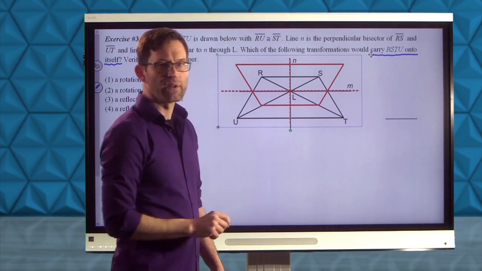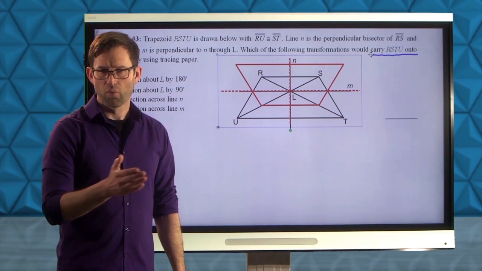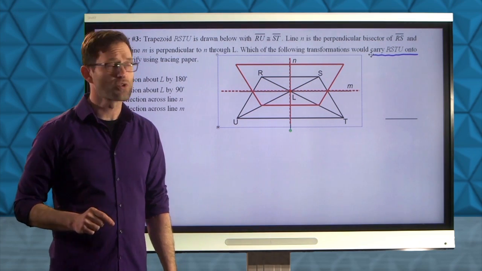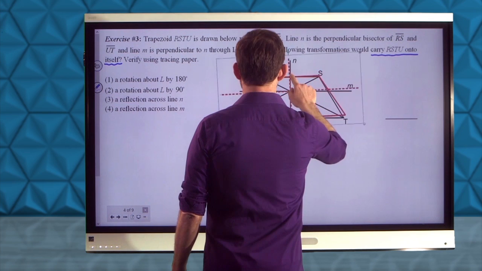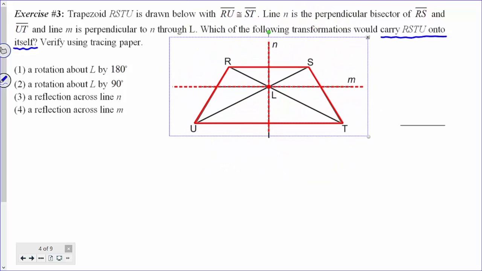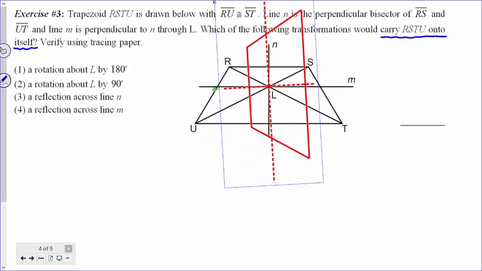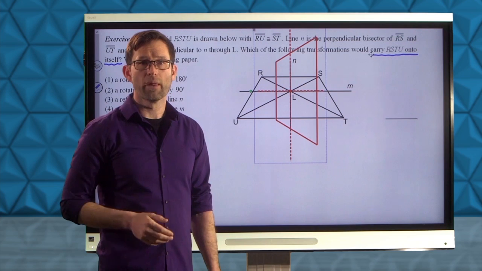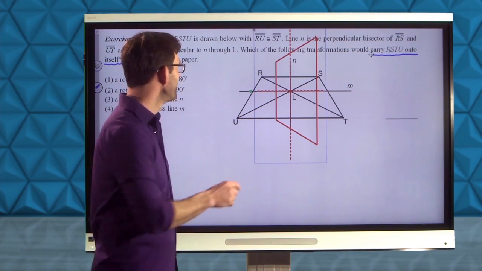Oh no, definitely not. It worked in the case of the rectangle, rotating 180 degrees about that center point, but not in the case of this trapezoid, so no go there. All right, how about a rotation by 90 degrees about L? Well, that would be a 90-degree rotation, and even though that's a cool image, I think it's even gotten worse, so definitely not.